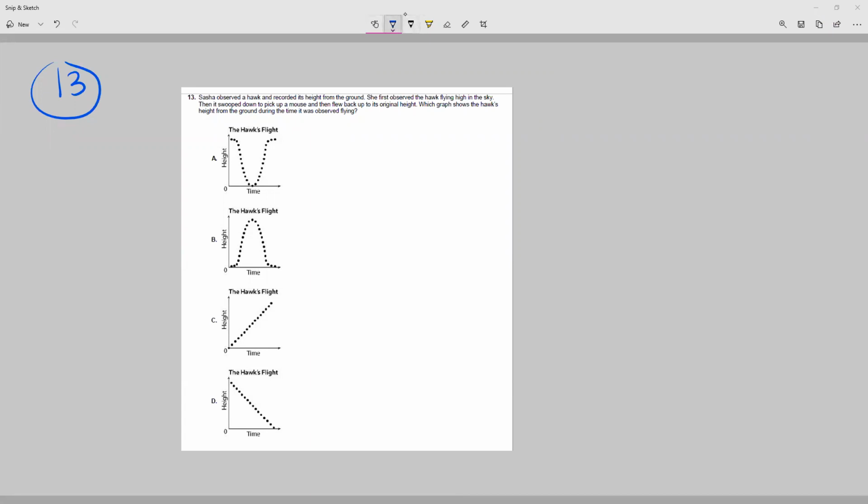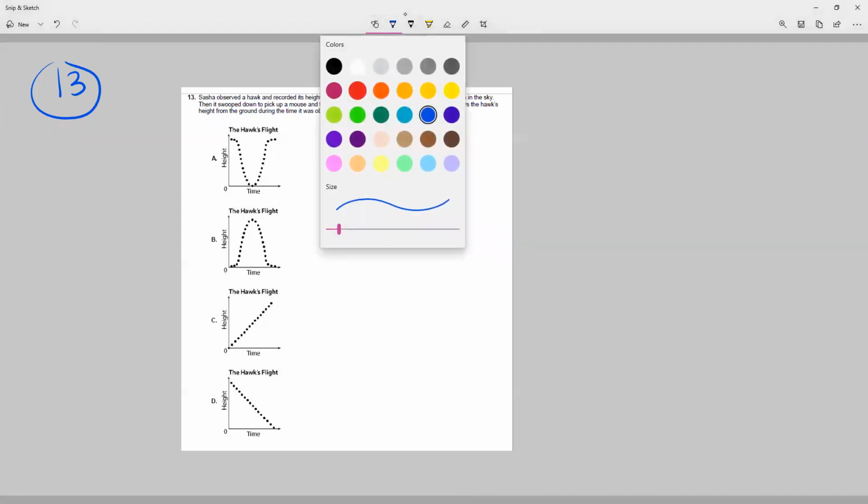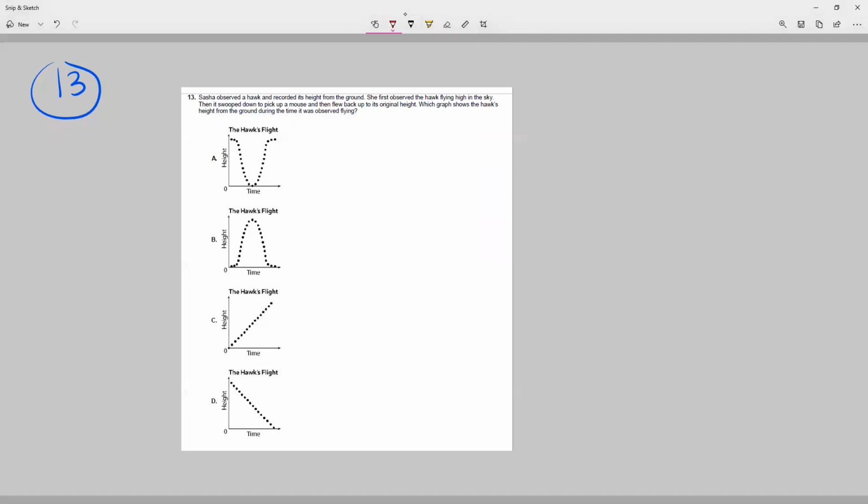These graphs are kind of cool in that they look like what the hawk would do if it was flying. Not always true, though. It's a bad habit to get into. You should think about it, but sometimes it looks the way it would actually look in real life. So the hawk is starting out high up, right? I'm looking for a graph where the hawk starts out high up, and then over time the height gets lower, and then the hawk flies up again. So this is the answer, A.